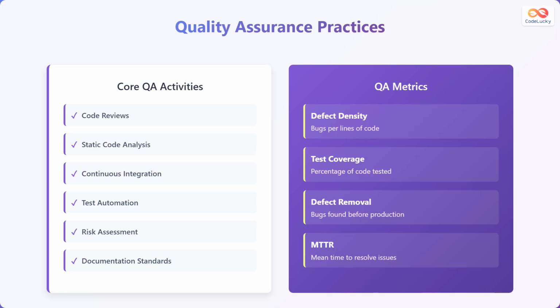Key QA metrics include defect density, which measures bugs per lines of code, test coverage showing the percentage of code tested, defect removal efficiency indicating bugs found before production, and mean time to resolve, measuring how quickly issues are fixed.